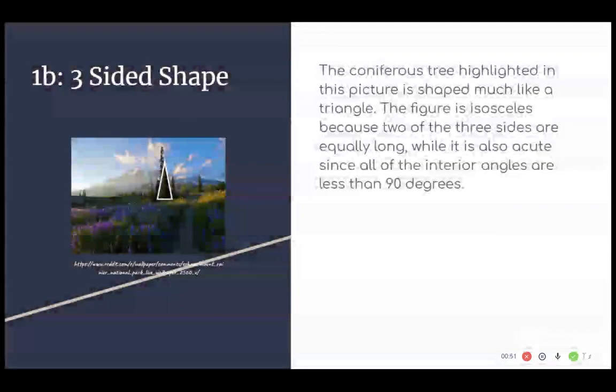The coniferous tree highlighted in this picture is shaped much like a triangle. The figure is isosceles because 2 of the 3 sides are equally long, while it is also acute since all of the interior angles are less than 90 degrees.